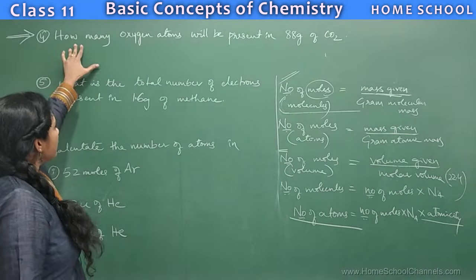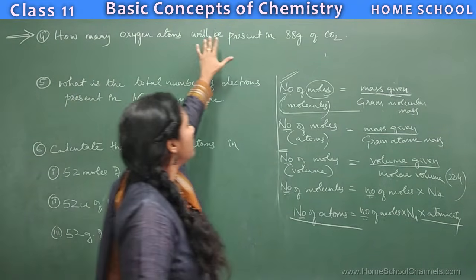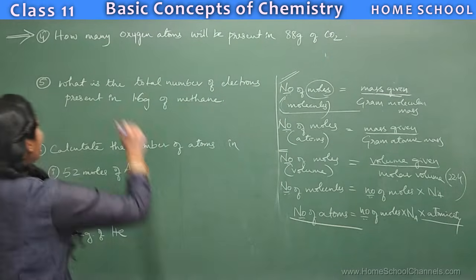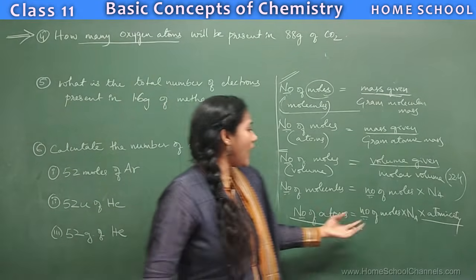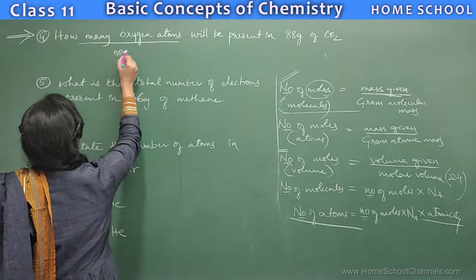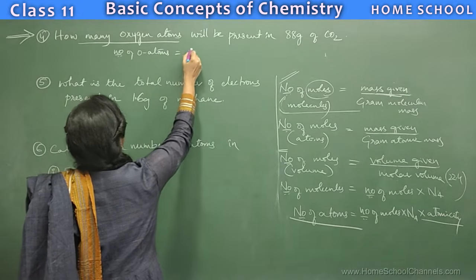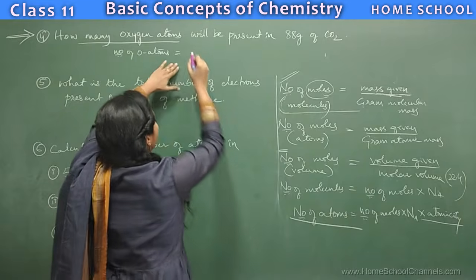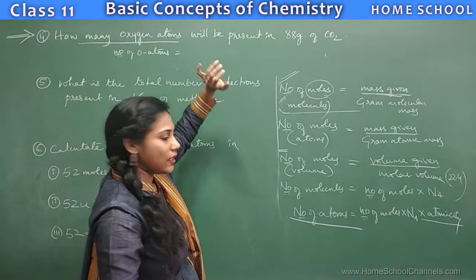Coming to the next question, look at the question. How many oxygen atoms will be present in 88 grams of carbon dioxide? So what they have asked you, how many oxygen atoms, that is number of atoms they are asking. So what is your formula? Number of oxygen atoms is equal to number of moles, right? So number of moles, here is a formula, again I will not write here since place is not there.